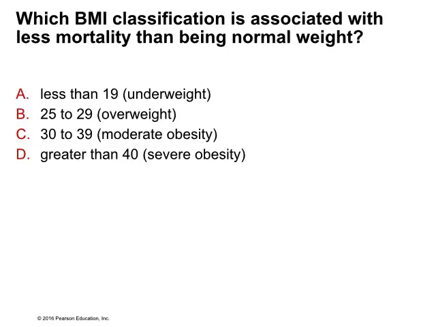I would have thought A, right? Being underweight, there are fewer deaths than being normal weight. But actually, it's overweight. The people that are overweight correlated with a lower number of deaths compared to normal weight.